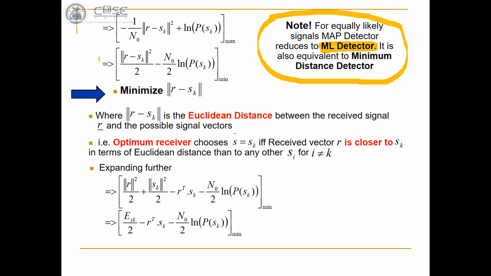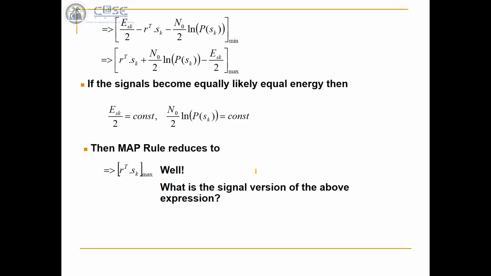We also expanded this term again here and tried to have another look at it in a different aspect. It turned out that we have three terms as a result in the minimization rule, in which one of the term was nothing but the energy of the signal class k, and this term, the third term, is nothing but the probabilities of the signal class Sk. And the second term here is very important term. This is something which we have discussed last time, and the signal version of it is nothing but the correlation between signal R and the possible signal Sk. We will continue our discussion from this point onwards in the coming slides.